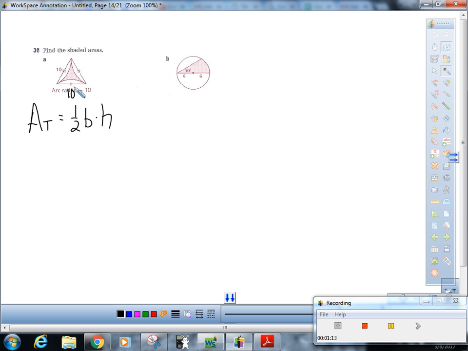So, we got an equilateral triangle of 10, 10, 10. So, what's the height of that equilateral triangle? Well, if this is 5 and this is 60, then that is 5 radical 3. I know that's messy, but we hopefully are there.